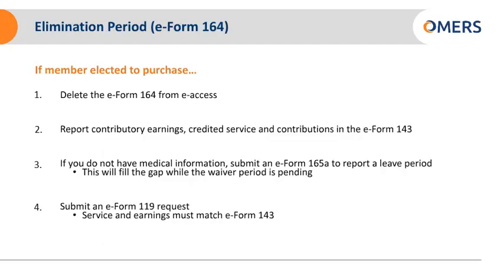But what happens if the member elected to purchase the elimination period? The steps are a little different. First, you will delete the eForm 164 from eAccess. You then report contributory earnings, credited service, and contributions in the eForm 143.